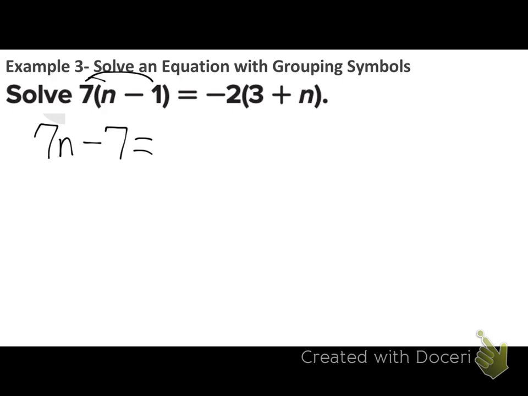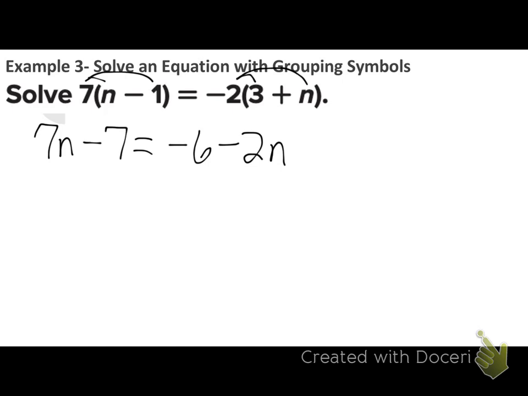Okay, same thing on the right. I've got distributive property. Negative 2 times 3 is negative 6. Negative 2 times n is negative 2n. Are we okay with the distributive property?